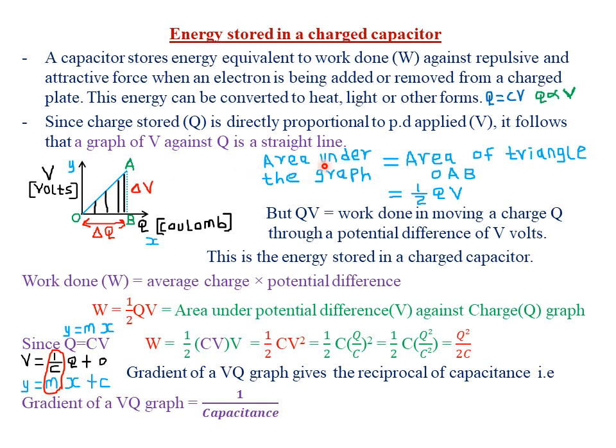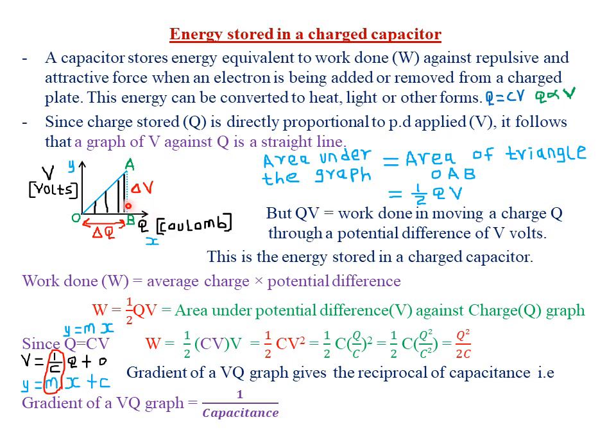Therefore, the area under the graph will just be equal to the area of the triangle OAB. Then we know that the area of a right angle triangle is given by a half base times height. In this case, our base is of course Q, that is OB, and you can see that for OB we are moving along the Q axis, which is the horizontal axis. So the area of the triangle is a half base times height. Our base is Q, that is the distance from O to B, which is a movement along Q. So the base is actually Q.